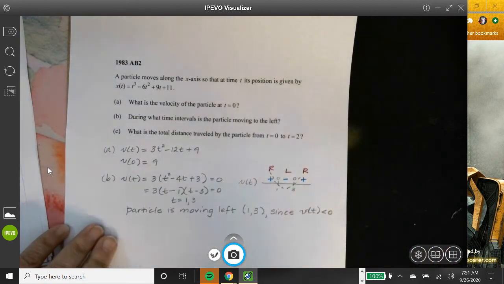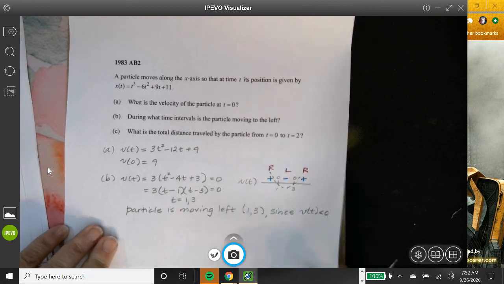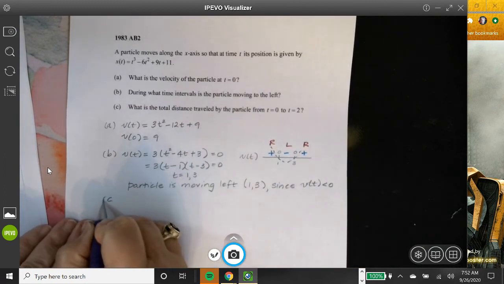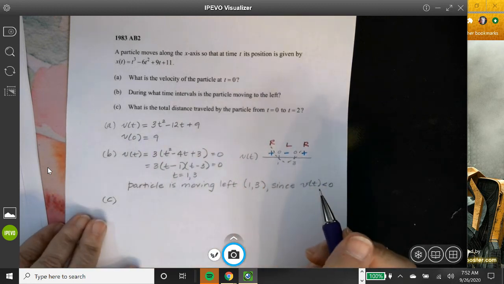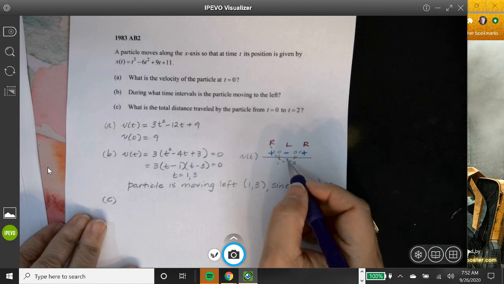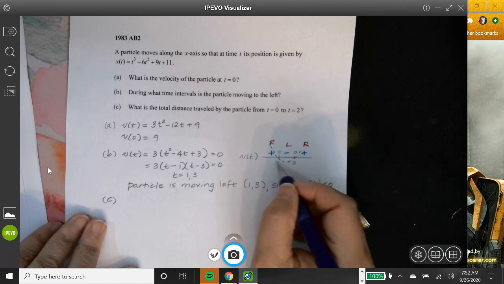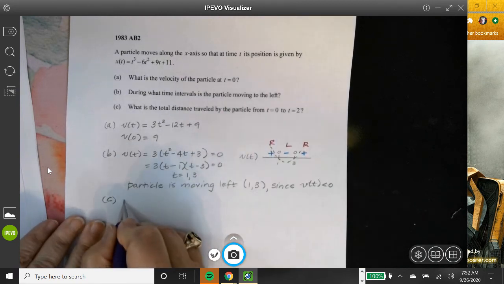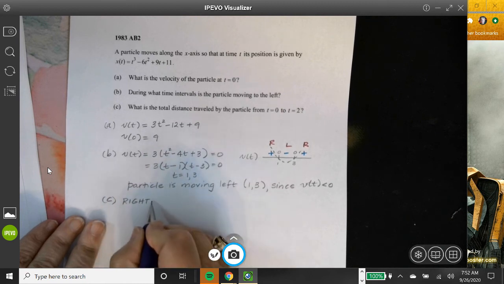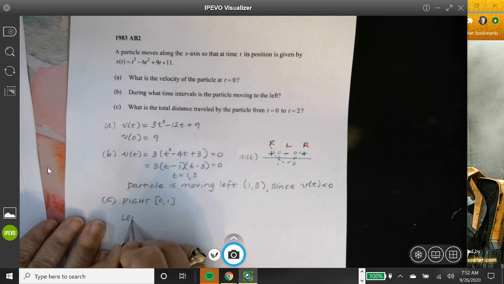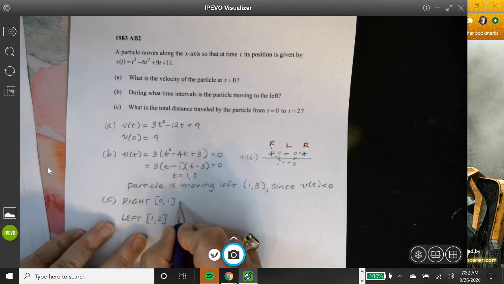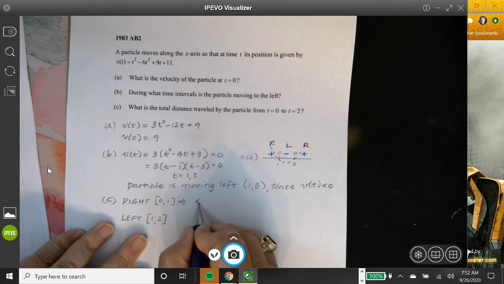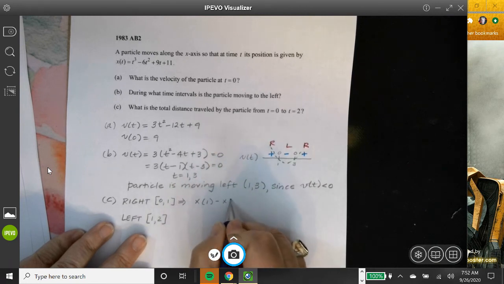Okay, now part C. What is the total distance traveled by the particle from 0 to 2? So I have to do that same thing. I know the particle changes directions at 1. So we're moving right from 0 to 1. And we're moving left from 1 to 2. So I have to find the distance I traveled right, which is going to be the displacement here. So this is going to be x of 1 minus x of 0.